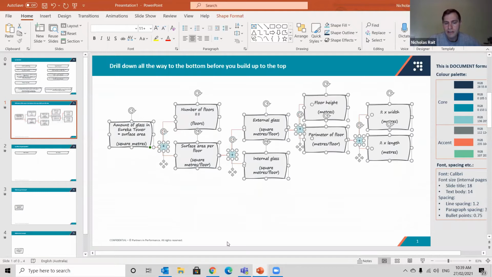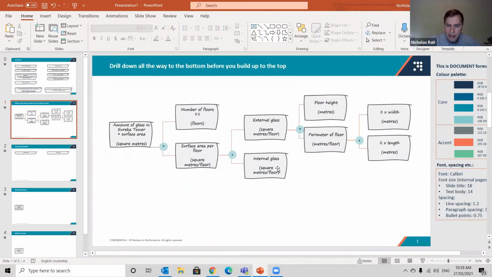So how would you then go about building out this internal glass? So I'd have a think about, make some assumptions around where there are internal components of glass, and that could be, for example, in the foyer, or if there is a foyer, I don't remember, I haven't been there, or in the swimming pool. Yeah, someone said commercial levels of the building, but my understanding was that Eureka was a residential tower.